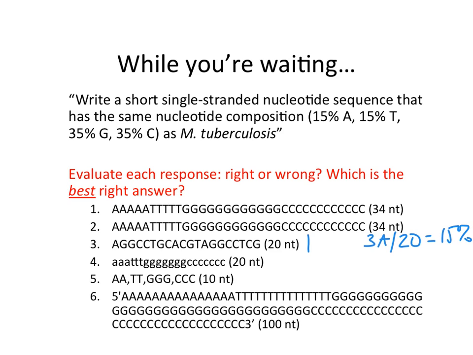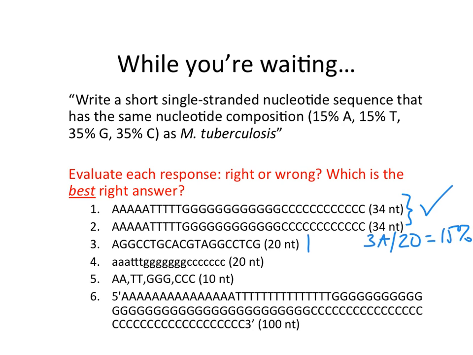Like 1, 2. Yeah, 1 and 2 are identical. 5. Someone was collaborating. Not cheating, collaborating. Right. So yeah, 5 A's out of 34 nucleotides isn't quite 15%, it's 14 point something. But those are right. Are 1 and 2 better or worse than 6?